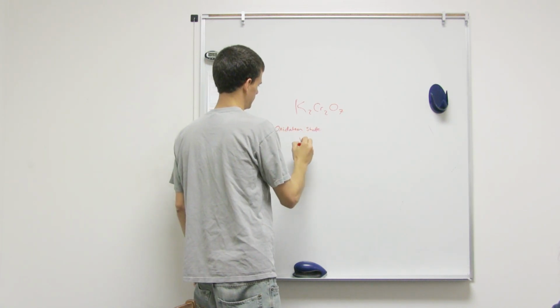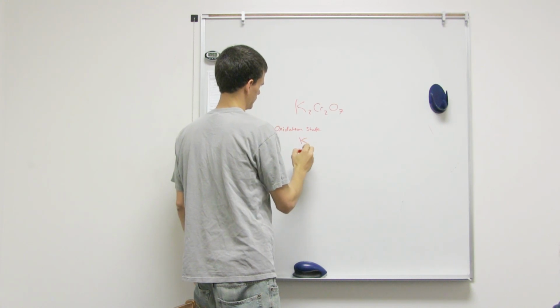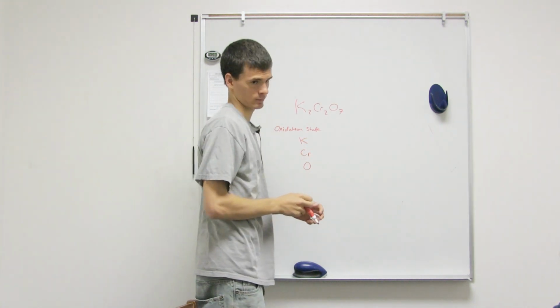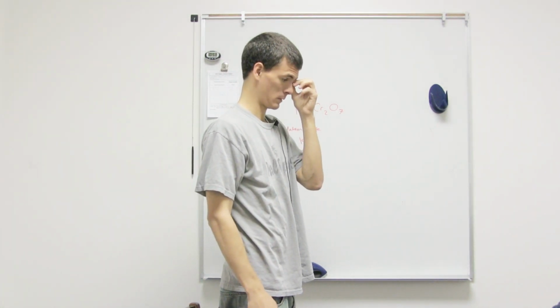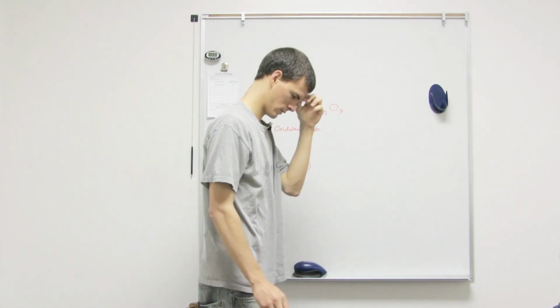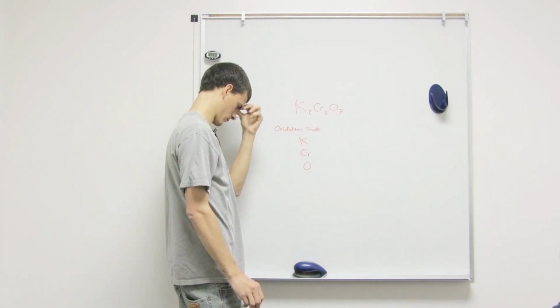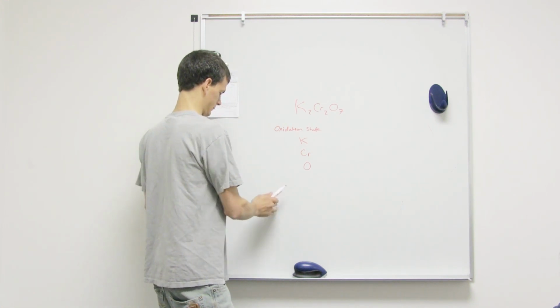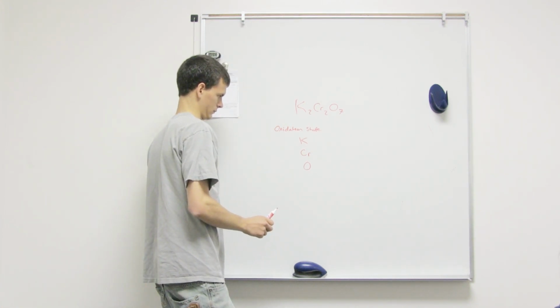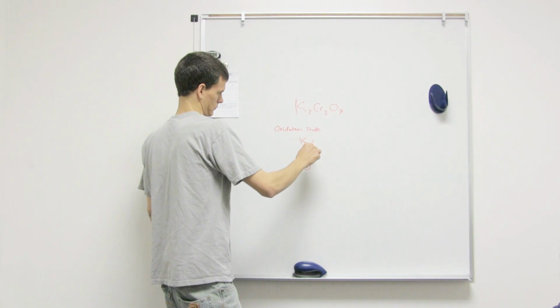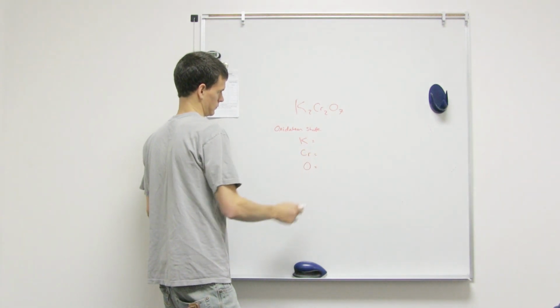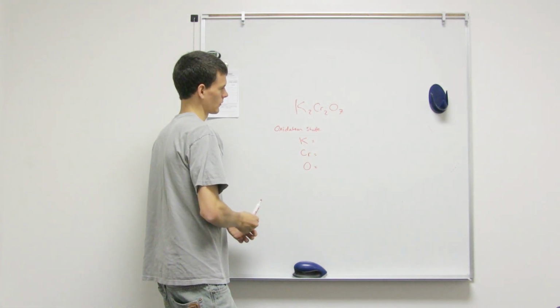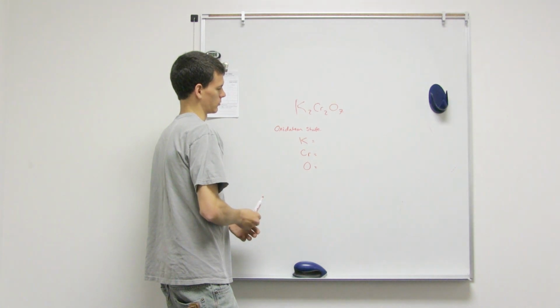A neutral element that is not part of a compound has an oxidation state of 0. Monoatomic ions have oxidation states equal to their ionic charges. The sum of the oxidation states in a formula is equal to the overall charge. Oxygen tends to have -2 in compounds. Hydrogen tends to have +1. So those are the general rules.